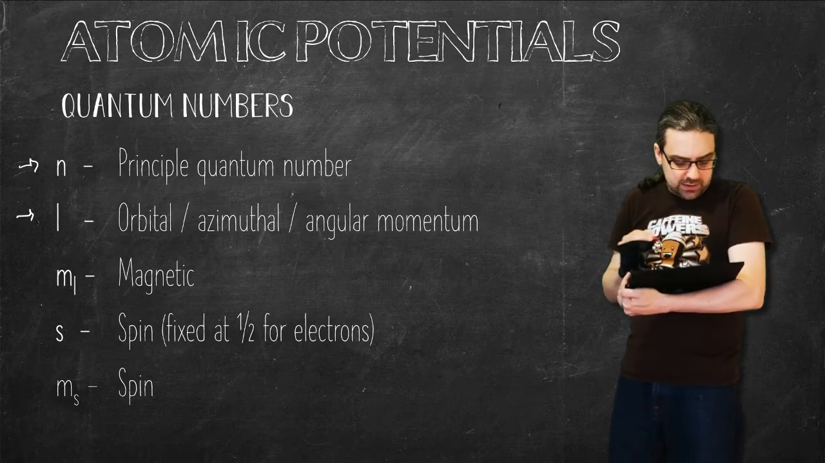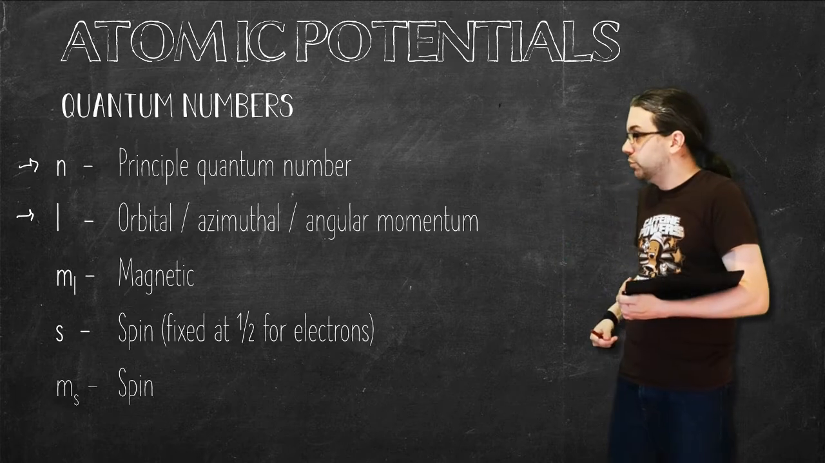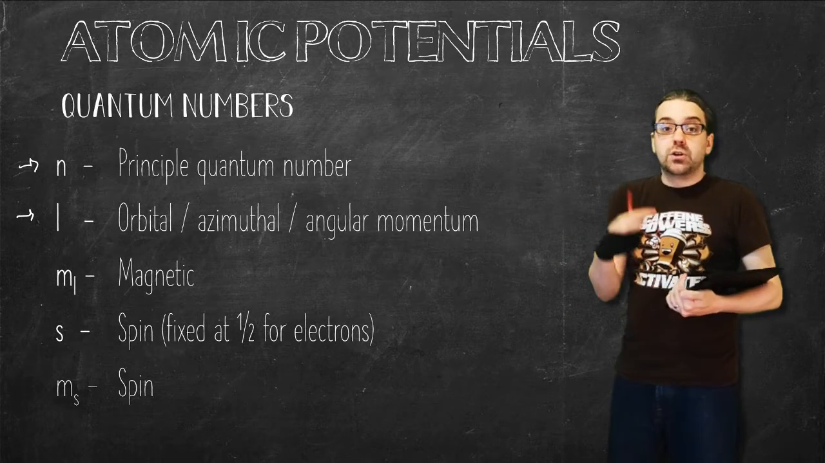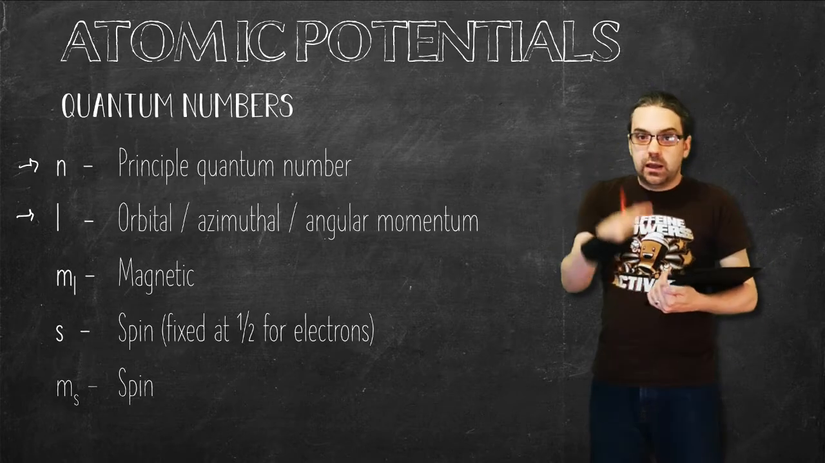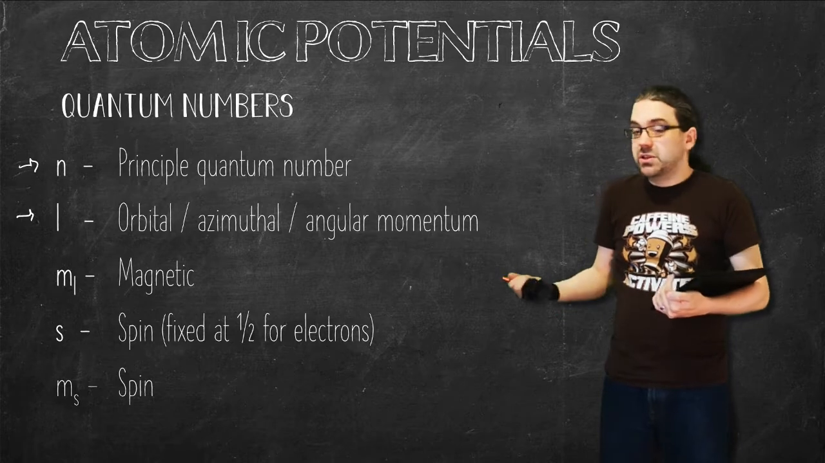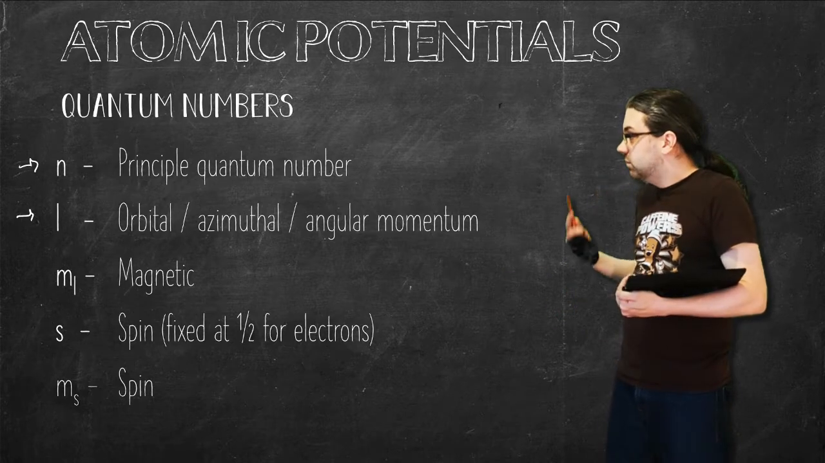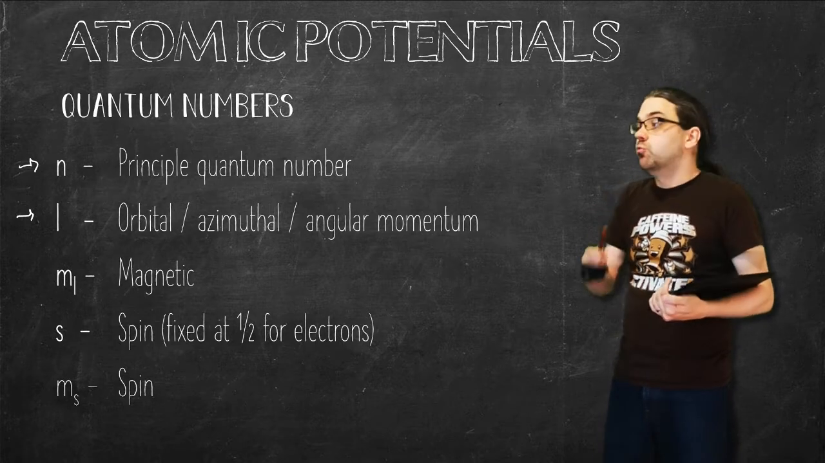Then l, the orbital, azimuthal, sometimes orbital angular momentum quantum number. And that, like particle in a ring, tells us how that energy is distributed in angular momentum. So if l is 0, there is no angular momentum. The energy of the electron is only distributed radially.